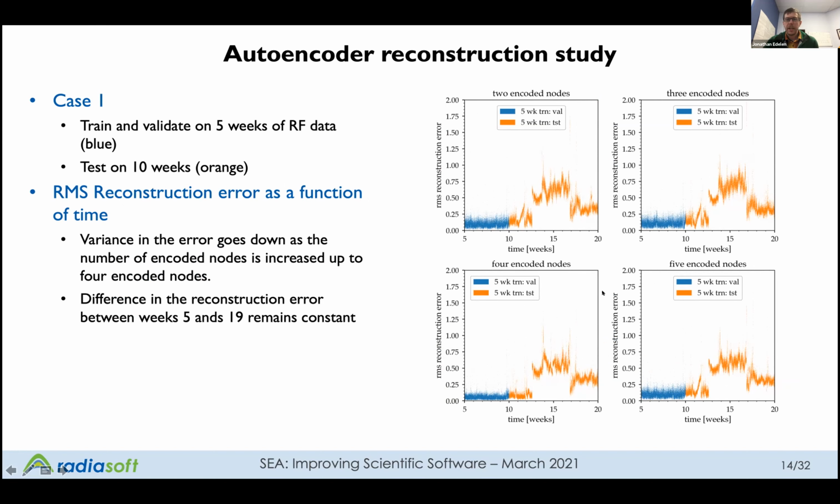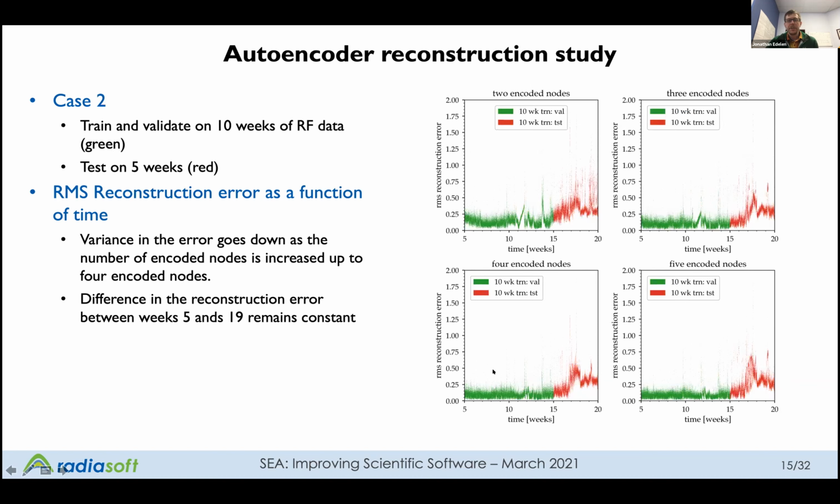But in all 4 cases, the offset in the reconstruction error at the end of the study, during the last couple of weeks, is pretty much the same, which is indicative of a fundamental shift in the RF parameters at the end of the study compared to the beginning. The same is true for the case where we train on the first 10 weeks of data and test on the last 5 weeks. In this case, we obviously do a better job of reconstructing the data between weeks 10 to 15, and then it starts to drift away. That offset, again, is consistent across all 4 architectures that we tested.